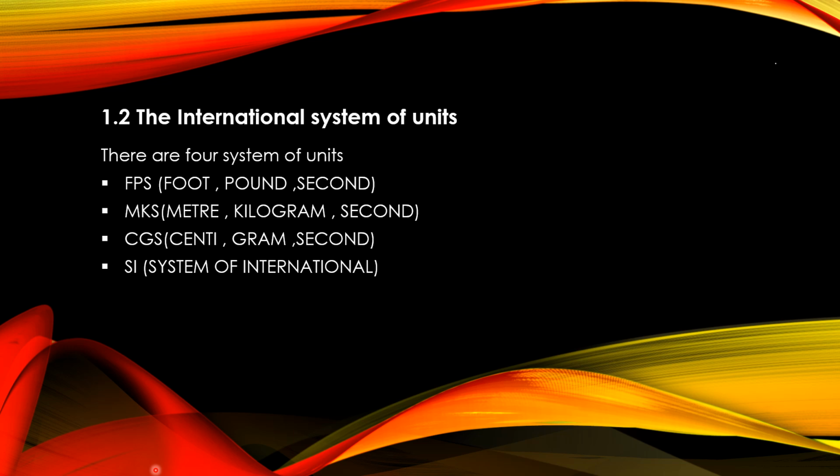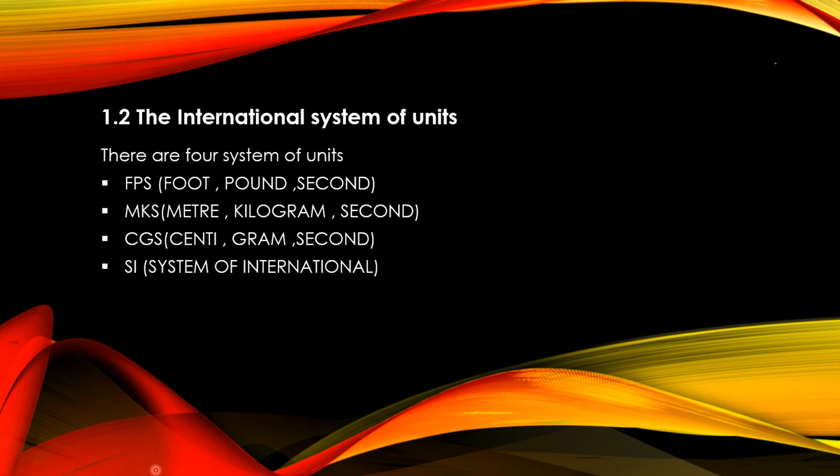So let's take one example and understand that easily. Imagine three students are measuring the same table in their classroom. One student says the table is 6 feet long, another says no, it is 2 meters, and the third says it is 200 centimeters. Now everyone is confused about which one is correct. Actually, all are correct, but they are using different systems of units. A system of units means a standard way to measure things like length, mass, and time. There are four systems of units.